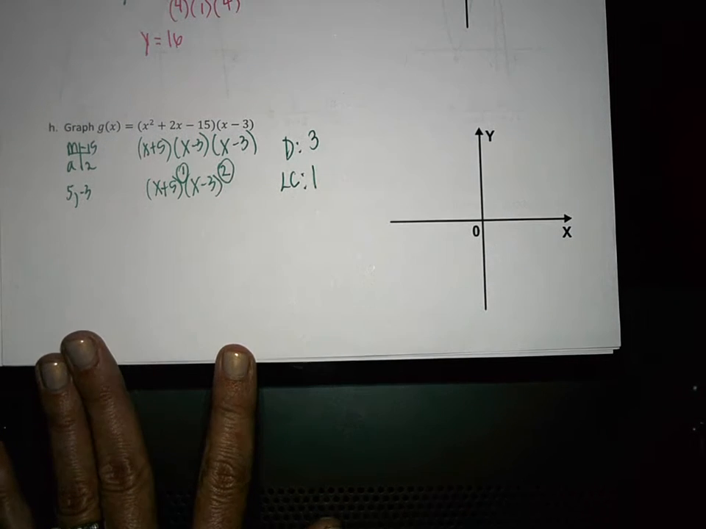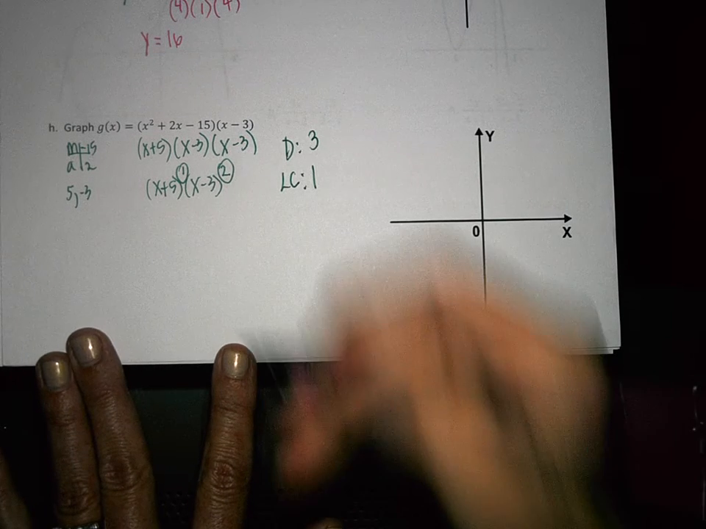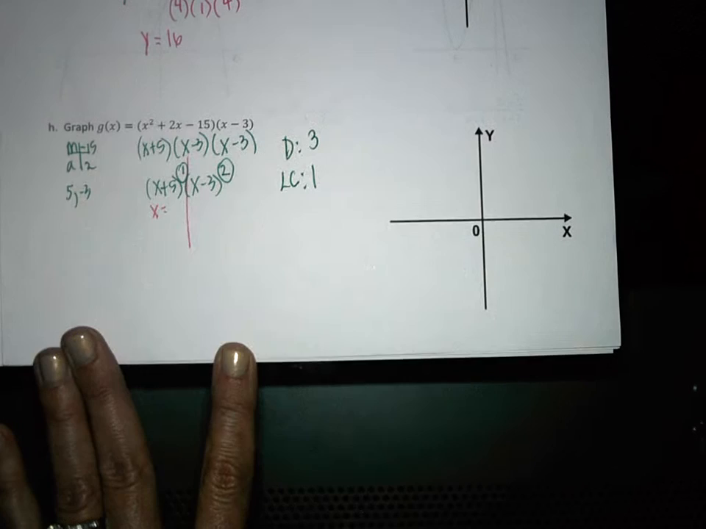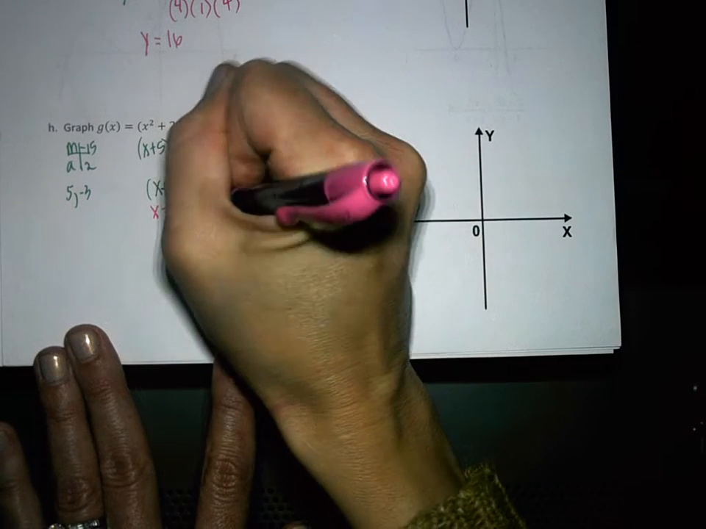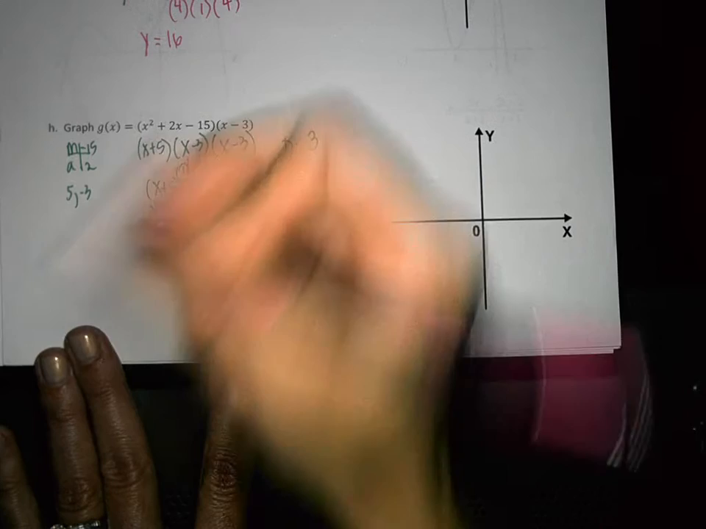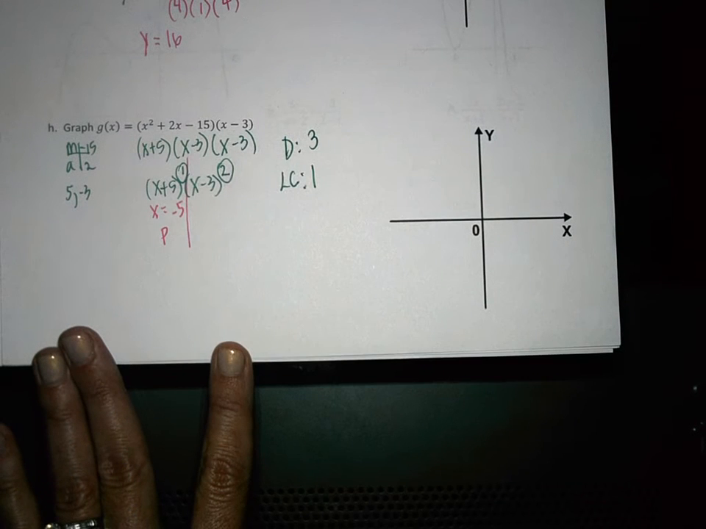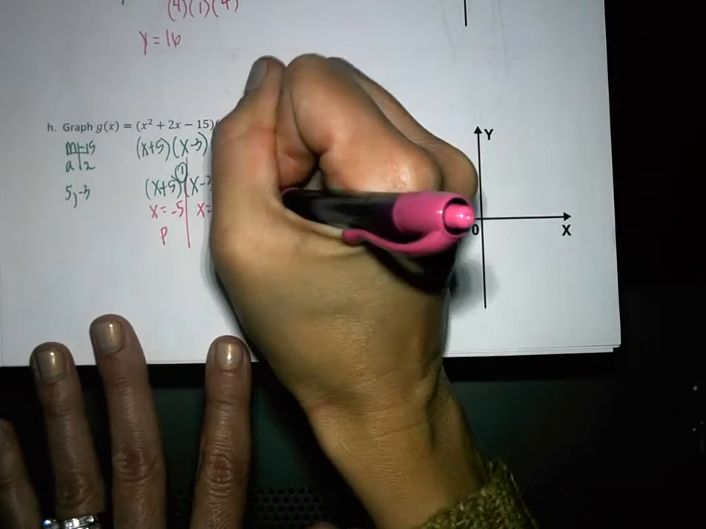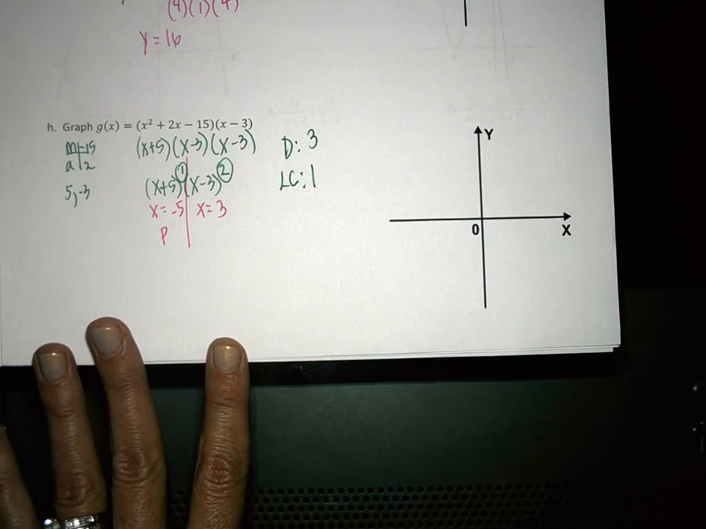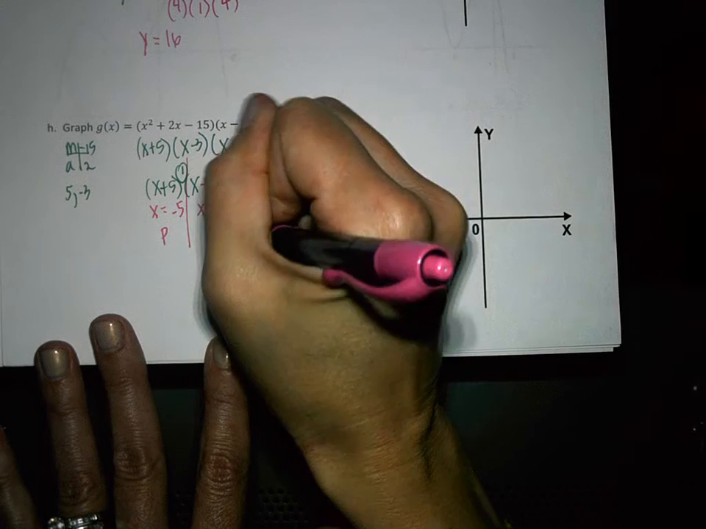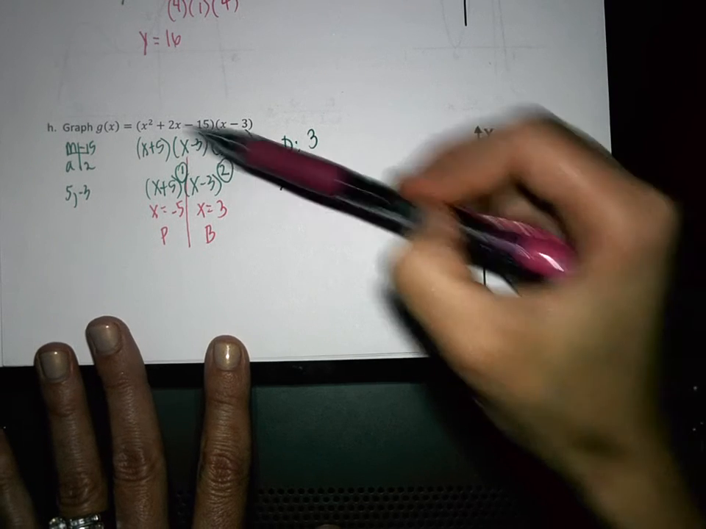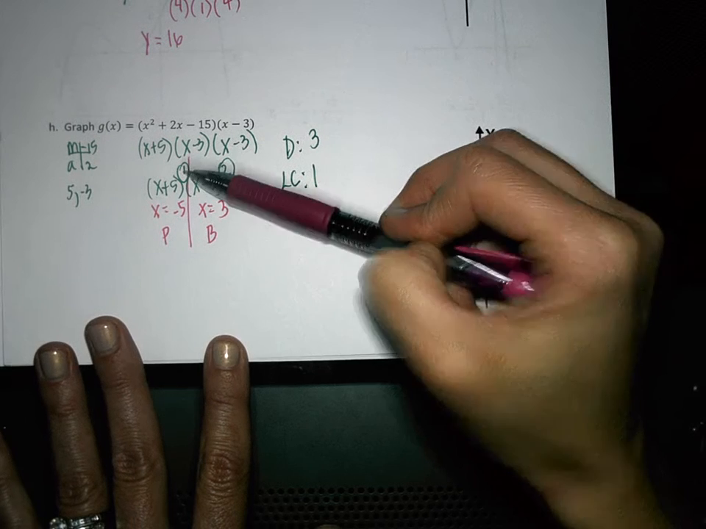Now we're going to try graphing. We're going to set each of these equal to 0. I'm going to get x equals what? Good. And is that pass or bounce? How do you know? Good. Odd degree. Okay, this is going to be x equals 3. And it's going to be a bounce. And also, this is called multiplicity of 2. This is called multiplicity of 1. Okay, so now let's go graph.